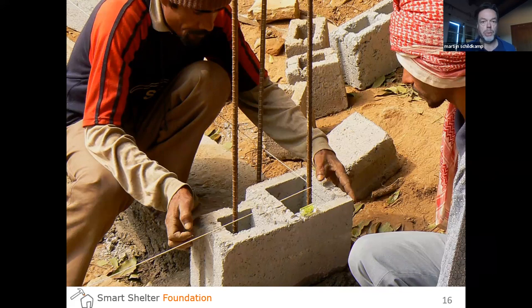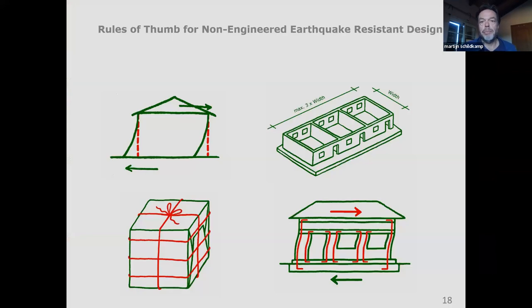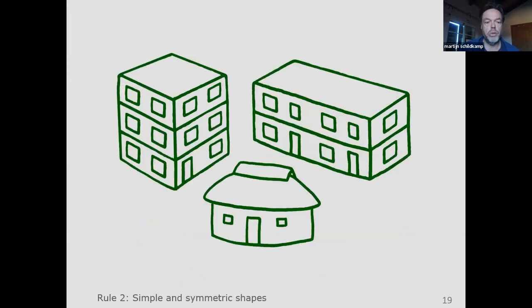The thing is that at this point, I was an architect. I was not a structural engineer. I was not an earthquake engineer. So I had to learn how to build with hollow cement blocks or with rubble stone masonry techniques. What we did is we applied what we call the rule of thumb of non-engineered seismic design, which is just a number of simplified rules where we say, okay, keep it simple.